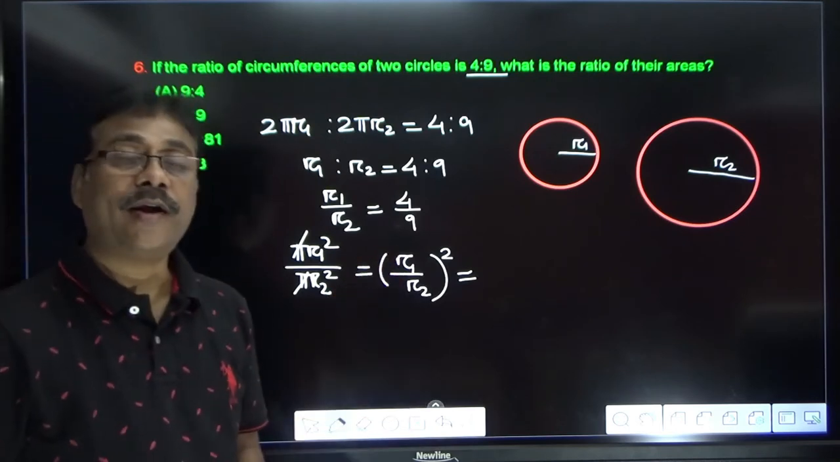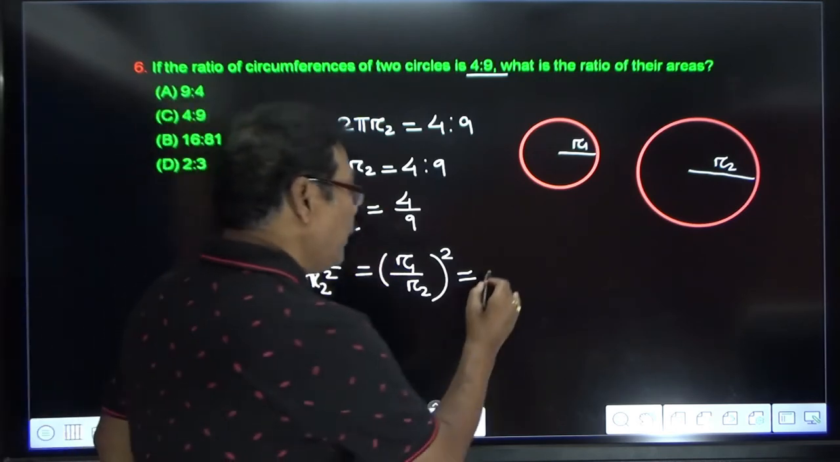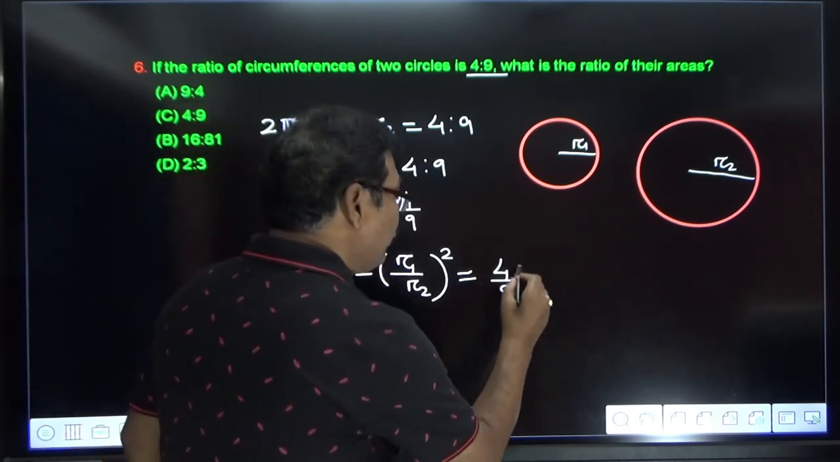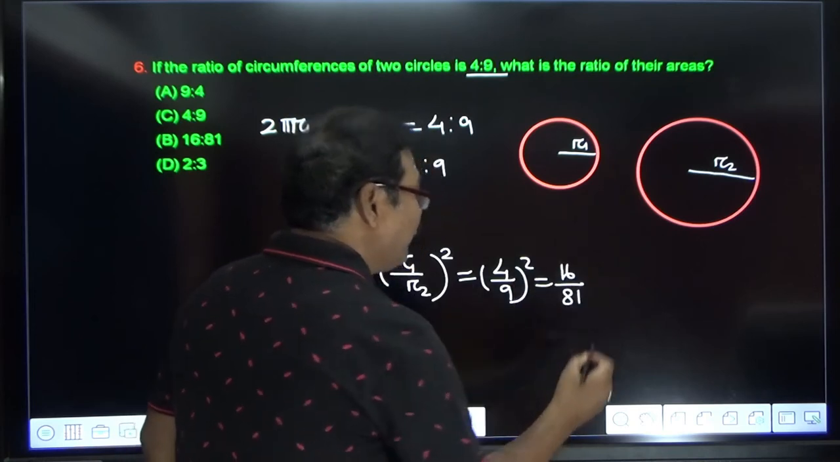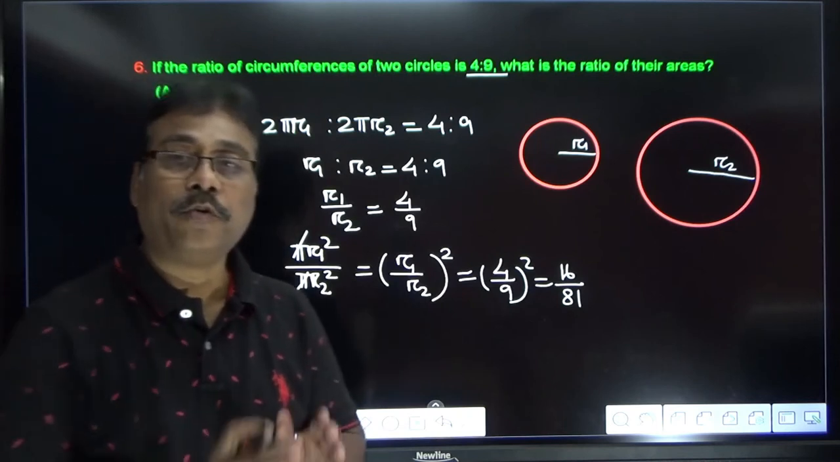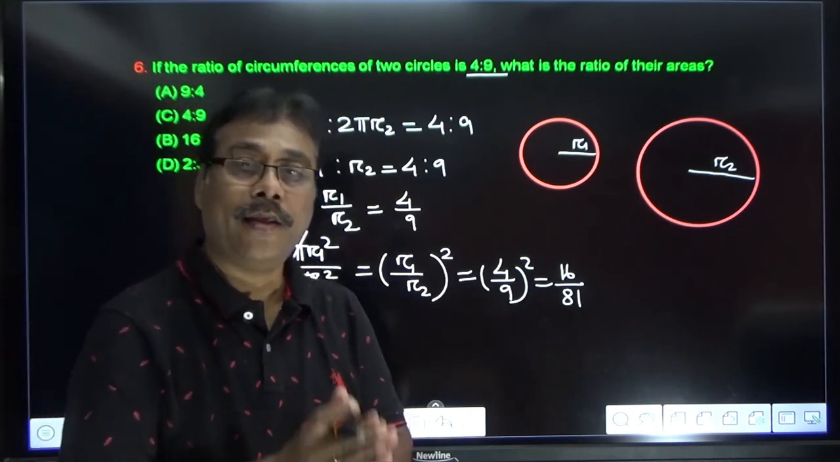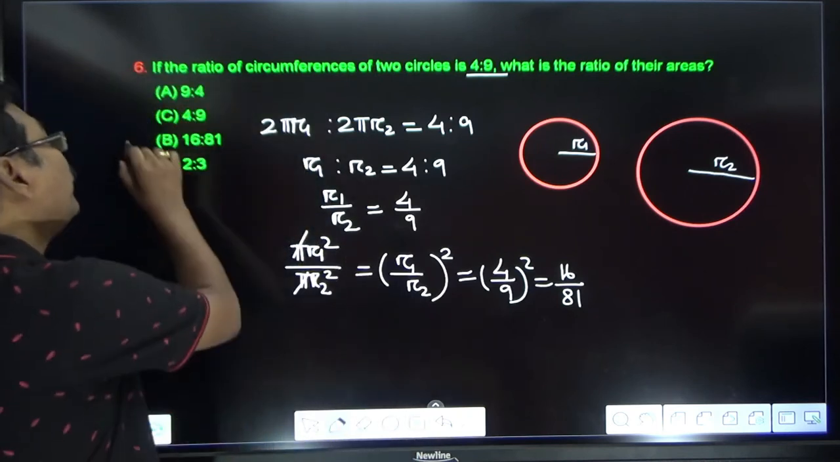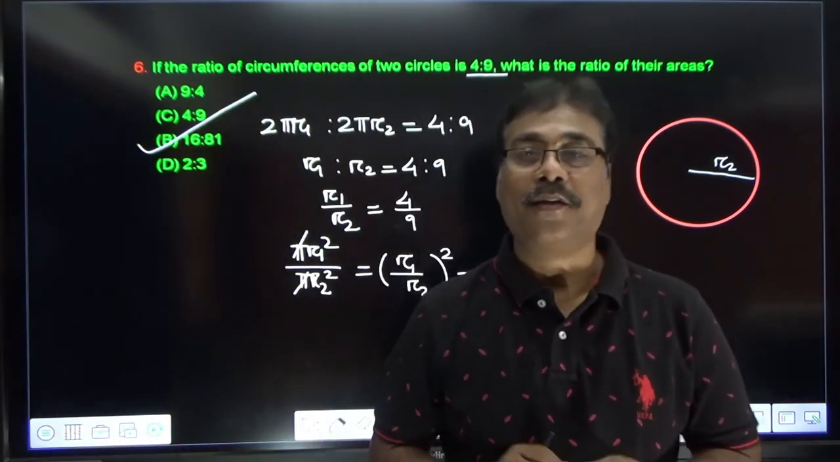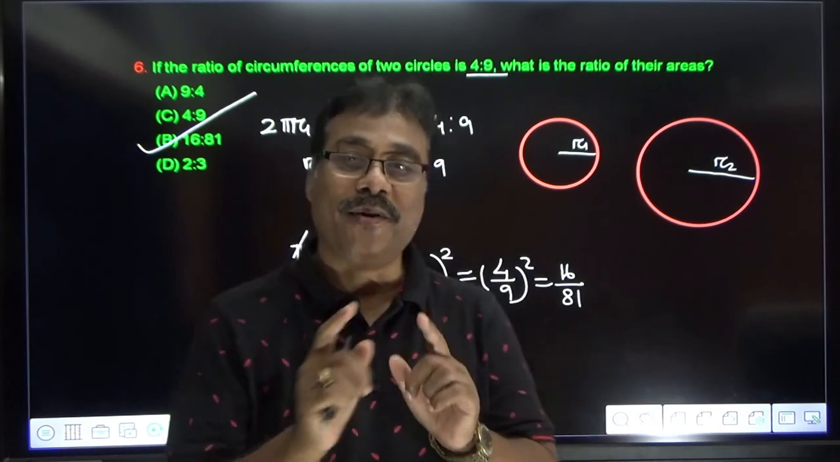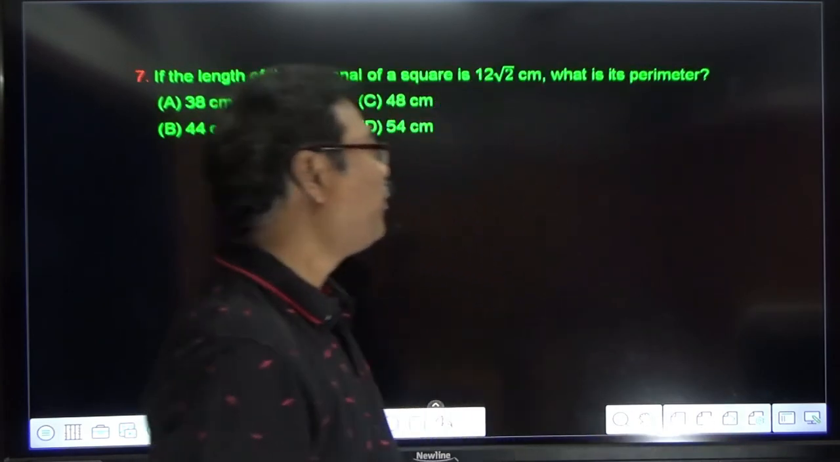R1 by R2 is what? 4 by 9. So the whole square of this one is 16 by 81. Those who have written 16 by 81 are absolutely correct. There is a huge possibility that you will get a good rank in your Maths Olympiad. Right. Next question. Let's go to the next one.